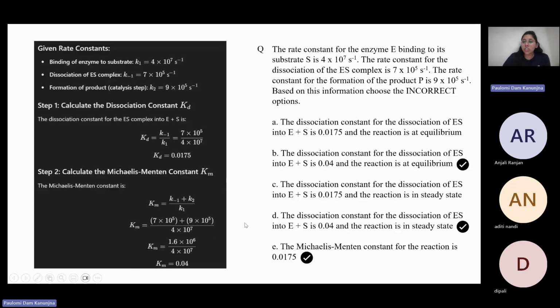This one is correct. So based on this, of course, the last point is incorrect because the Michaelis-Menten equation constant is 0.04. D is incorrect because again it says the dissociation constant is 0.04, which is not correct. And your B is incorrect because it says the dissociation constant is 0.04. So this B, D, E makes sense. Now why are A and C correct?